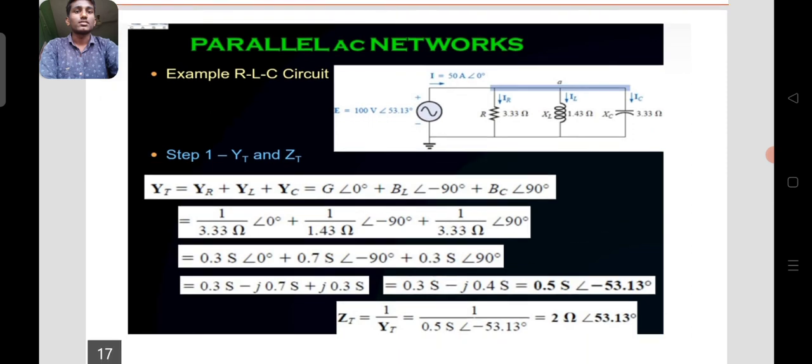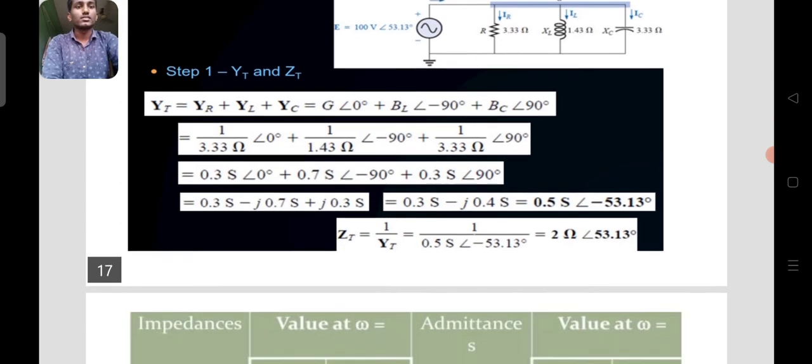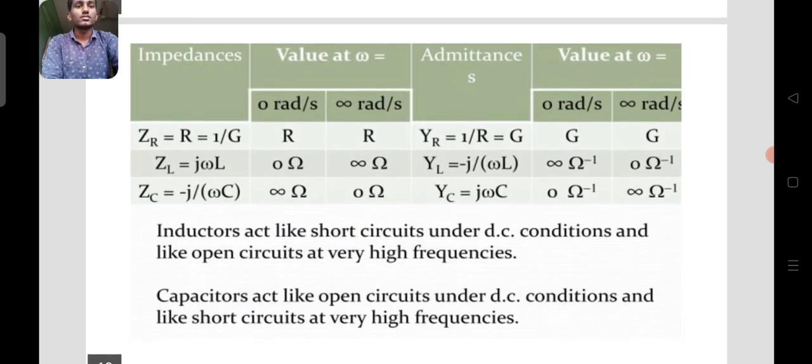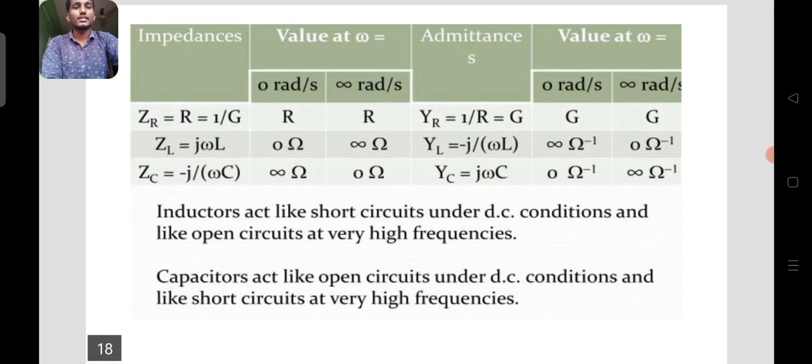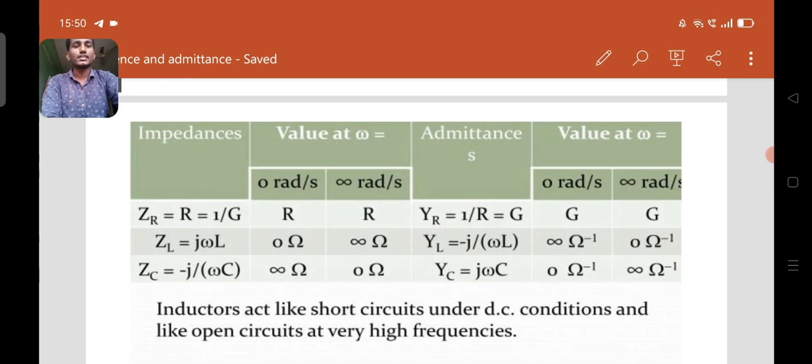So here is the example where we calculate the admittance in parallel AC networks. These are the formulas used to calculate the admittance. So inductors act like a short circuit under DC conditions and like an open circuit at very high frequency, and capacitors act like open circuits under DC conditions and like short circuits at high frequency. So I think you understand about admittance and impedance.